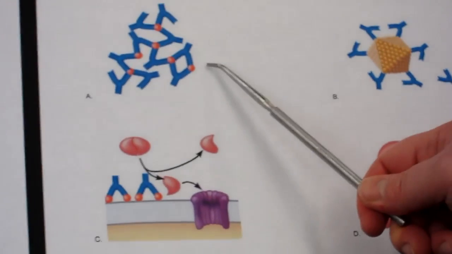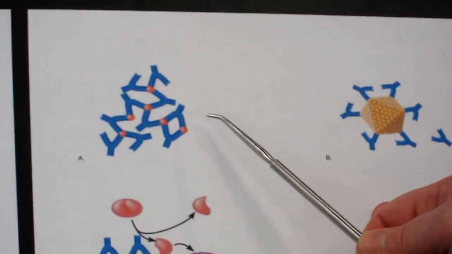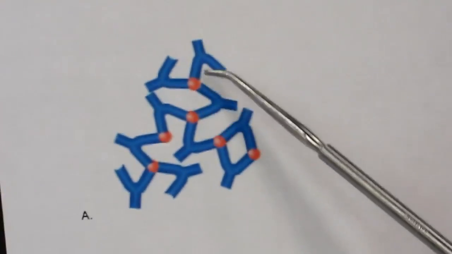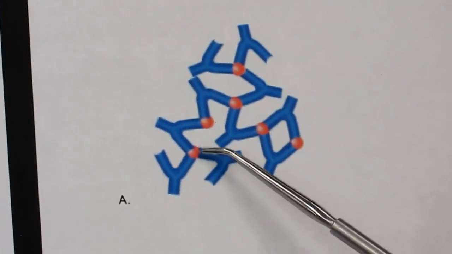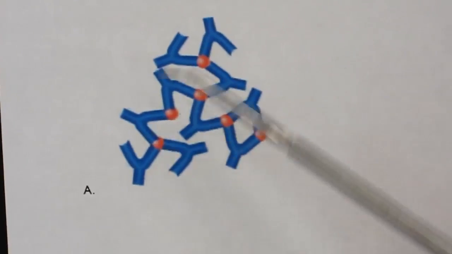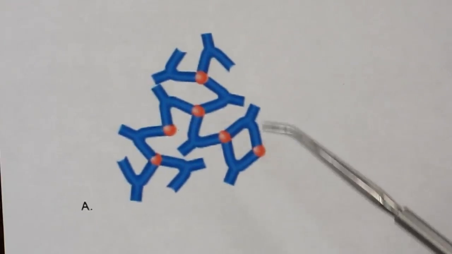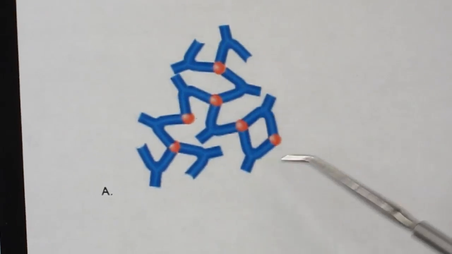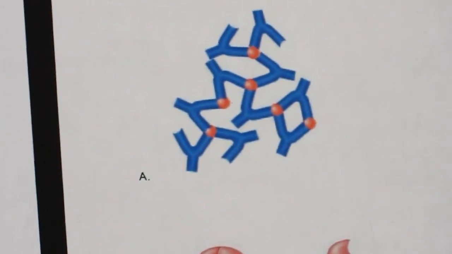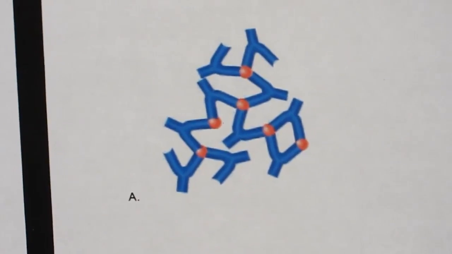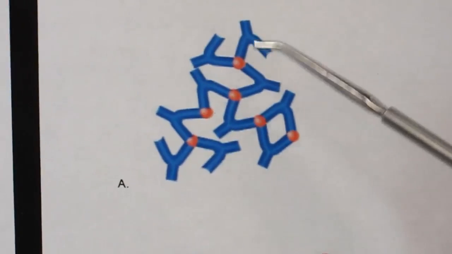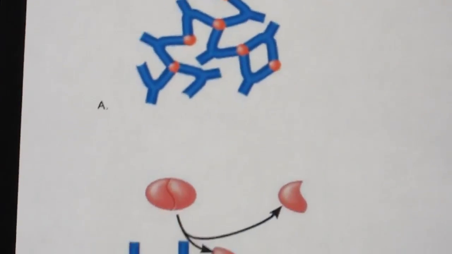The effect that we're seeing here is precipitation, where you take a small soluble antigen, link it together with antibodies, and turn it into something that can't stay in solution anymore. Something that's in solution can't be phagocytosed. Something that you make big and chunky that can't stay in solution, a phagocyte can gobble up.